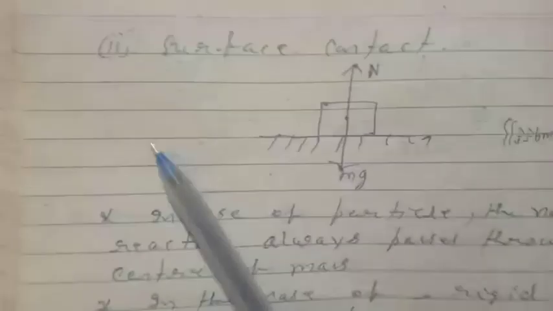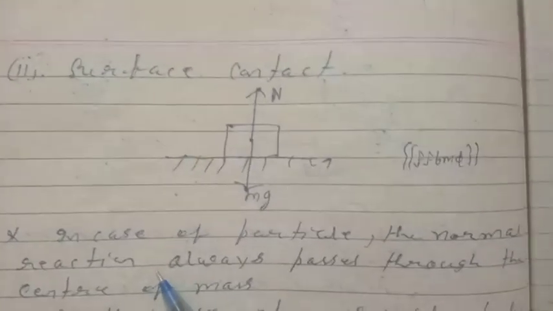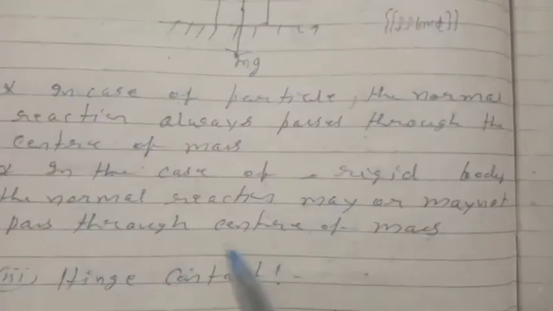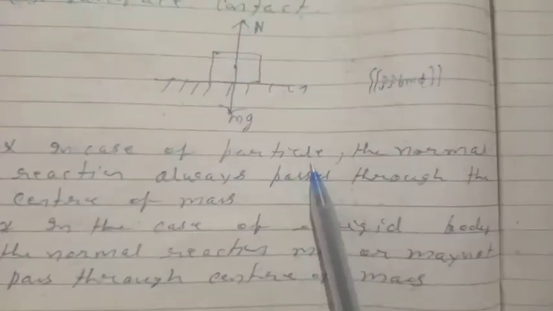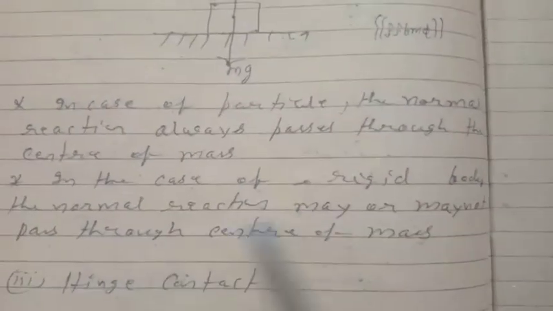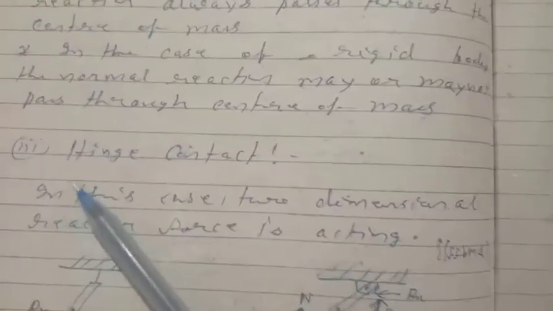Now the second is surface contact. In case of a particle, the normal reaction always passes through the center of mass. In the case of a rigid body, the normal reaction may or may not pass through the center of mass. Now the third one is hinge contact.